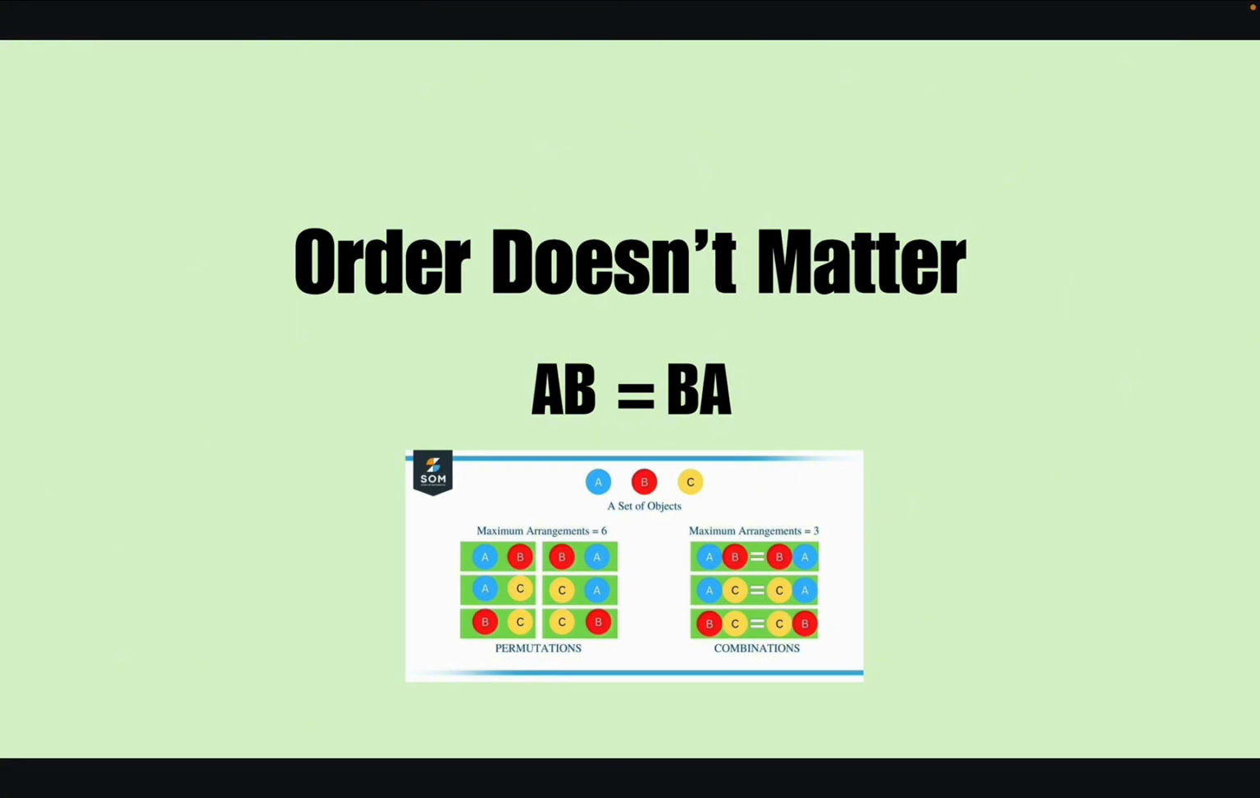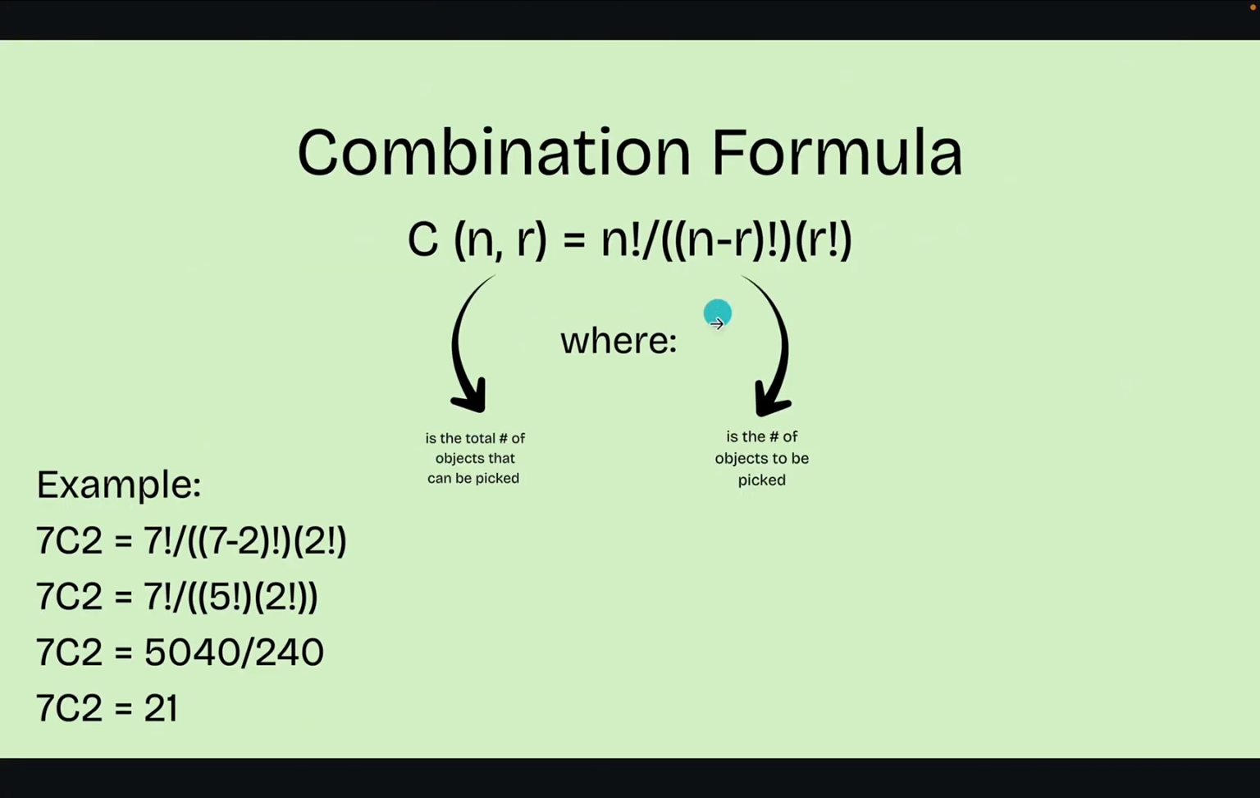Now, the formula for combinations is pretty simple. It is just n factorial over n minus r factorial times r factorial. And this is basically the same as the permutations, except there is this little addition of an r factorial over here.